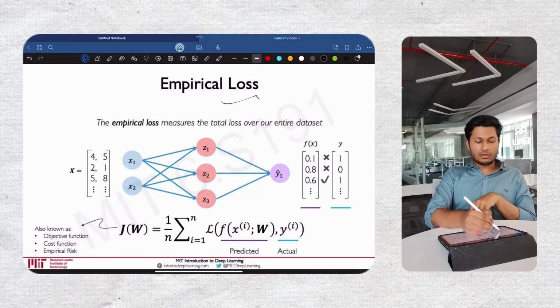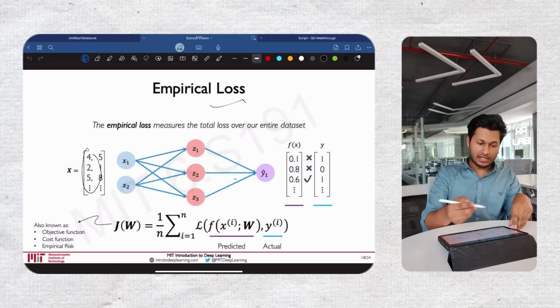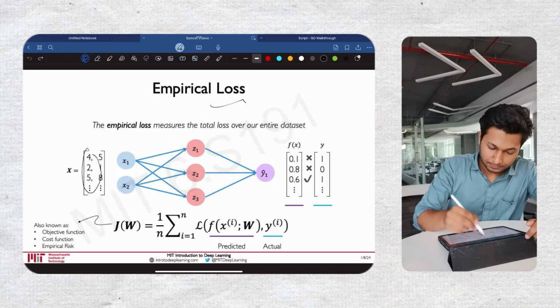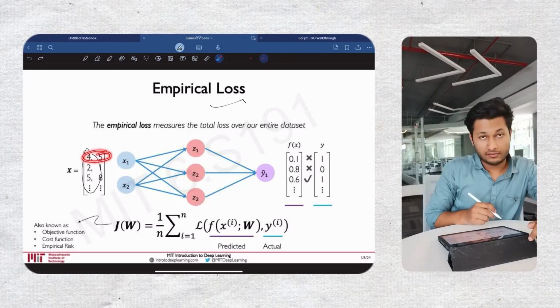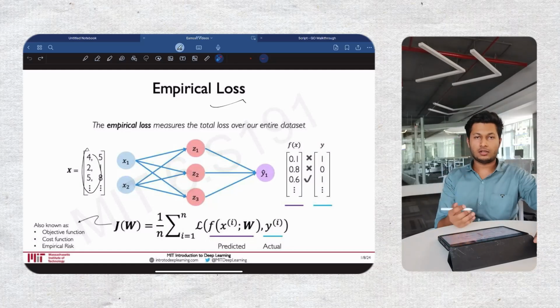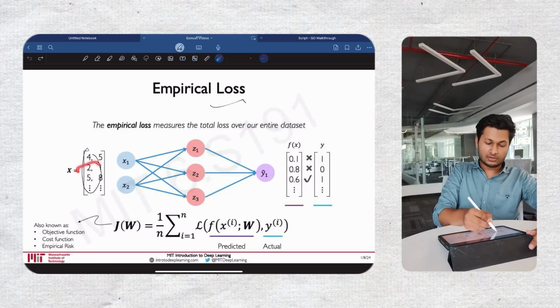So let's say we have all these sets. As you can see, we have sets of students with some inputs, like a student with 4 hours in lectures and 5 hours in projects, someone with 2 and 1, someone with 5 and 8.